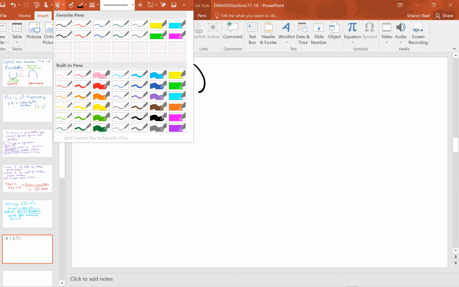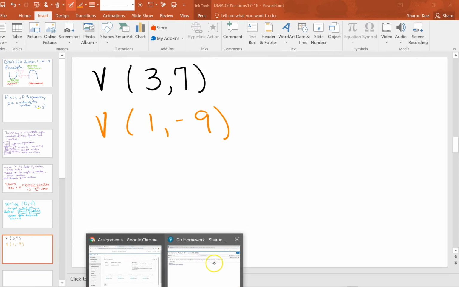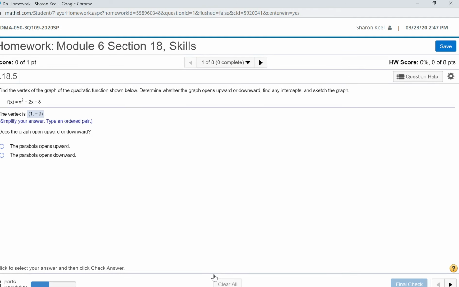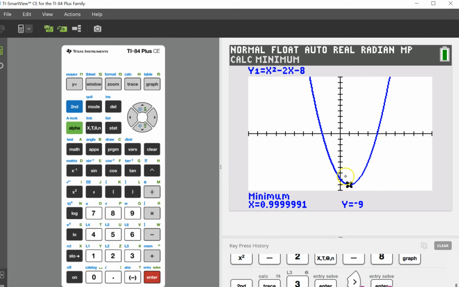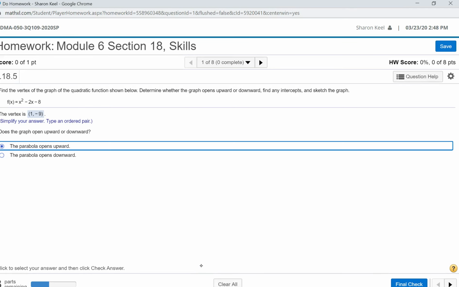So let me change colors here. This is a new problem. My vertex on this one is 1, -9. So as I am here, I'm going to give them that answer, 1, -9. And then they ask me, does it open upward or downward? Let's look back. When it looks like the letter U, think of U and upward starting with the same letter. So this one we would say opens upward.